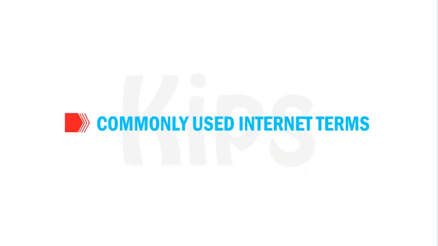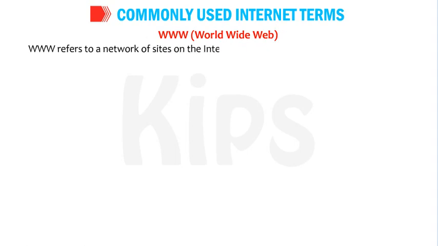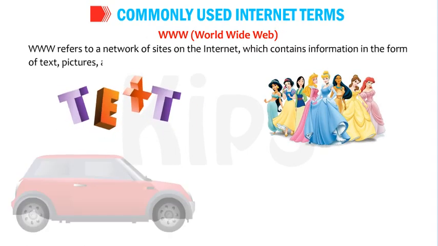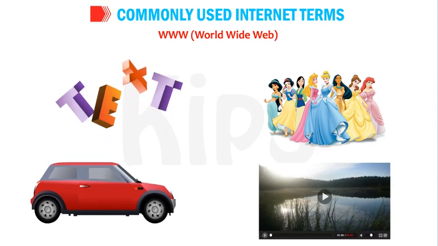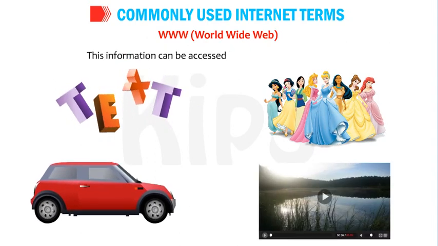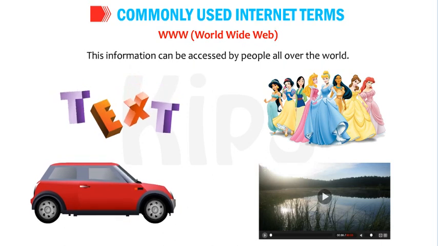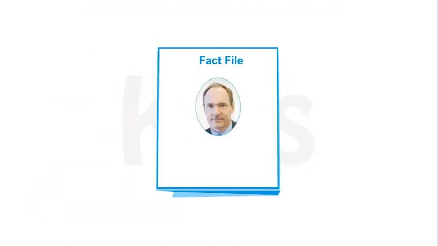Students, let us talk about commonly used Internet terms. www, World Wide Web. www refers to a network of sites on the Internet which contains information in the form of text, pictures, animation and videos. This information can be accessed by people all over the world. Students, do you know Tim Berners-Lee is the founder of the World Wide Web?